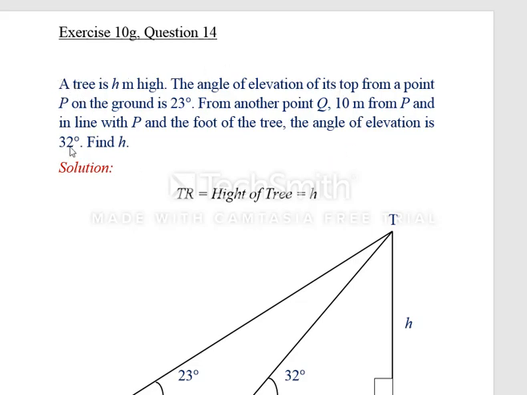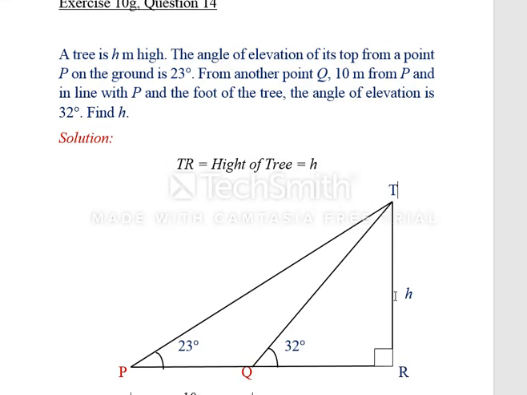Today we are going to discuss a question which is application of trigonometry. This question is a challenging question, and this is from exercise 10G, question number 14. The question is, a tree is h meter high.